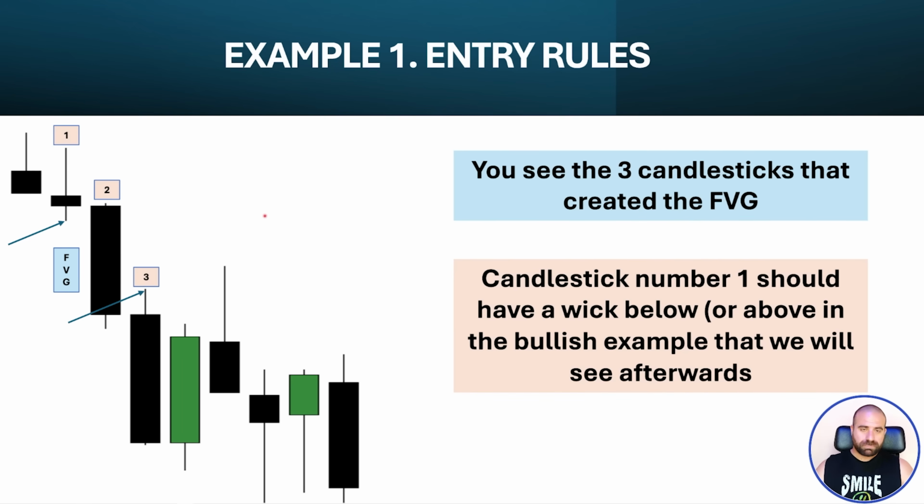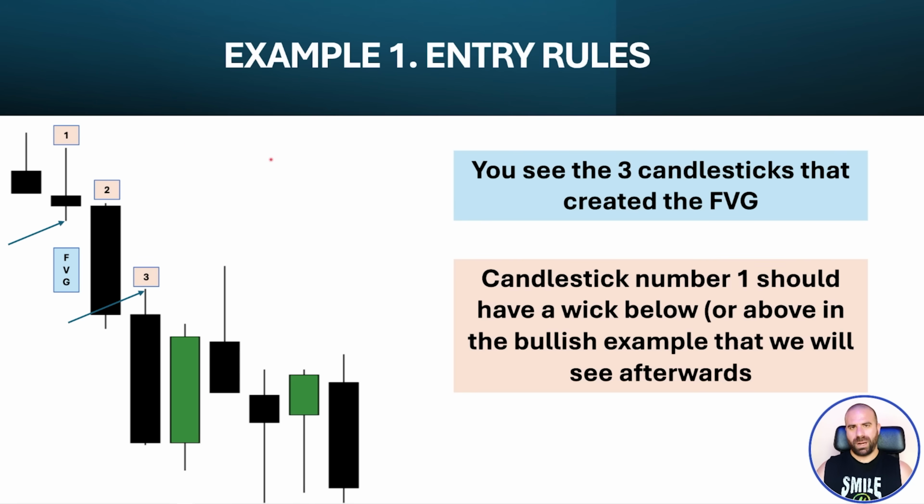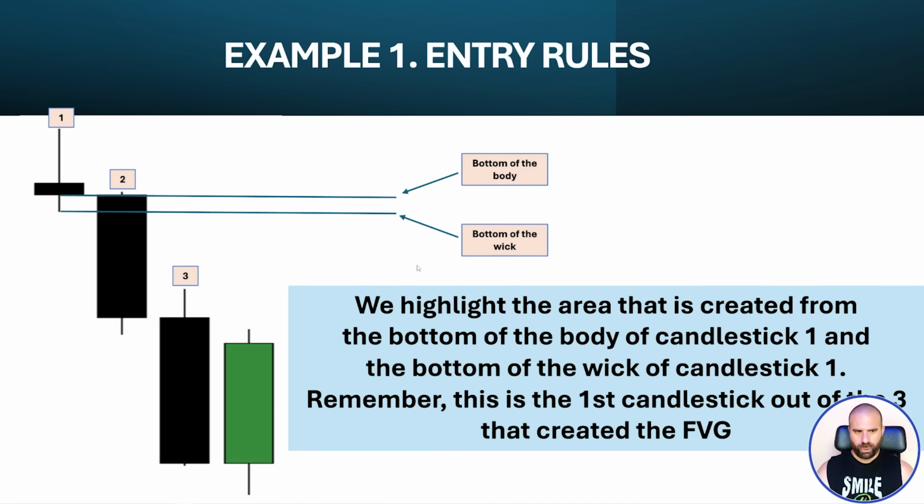Now again, a very important rule. We talked about the fair value gap. An FVG needs to be present. Number 2, this is the first rule. Number 2, there should be a wick, as you see, a wick below in this occasion of candlestick number 1. In the bullish example that we will show later on in this video, it will be above candlestick number 1. So the wick also needs to be present below candlestick number 1, and you will see why. We have a wick, so we're good to go.